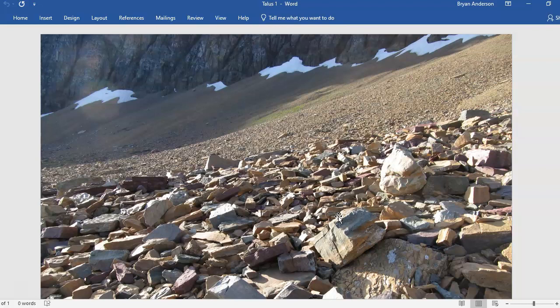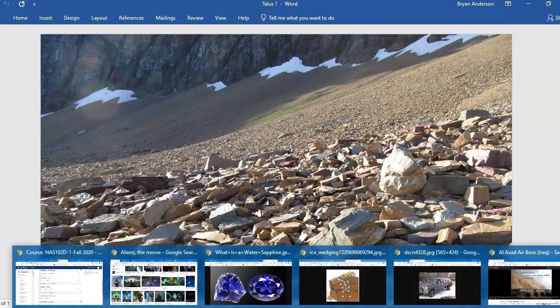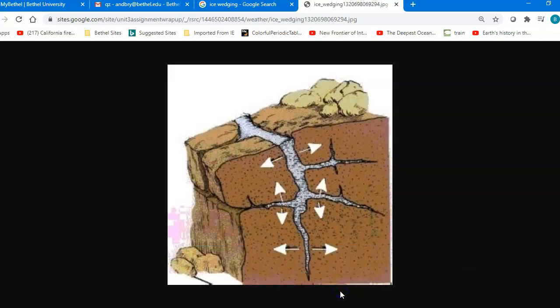Salt cracking would be the next one. Really, salt cracking is the same as ice cracking, except that the formation of salt crystals does the work rather than ice crystals.